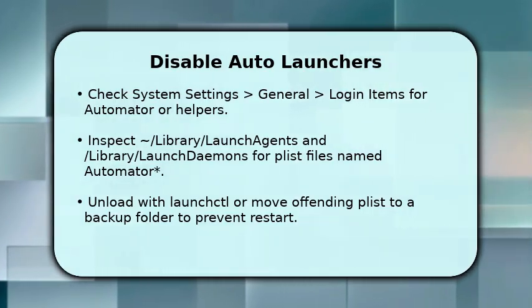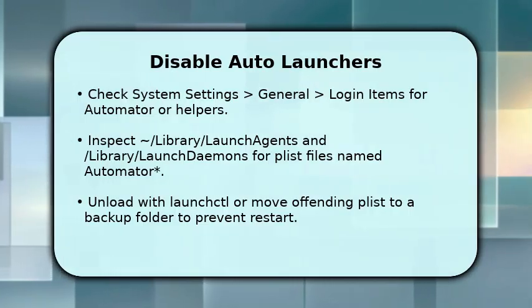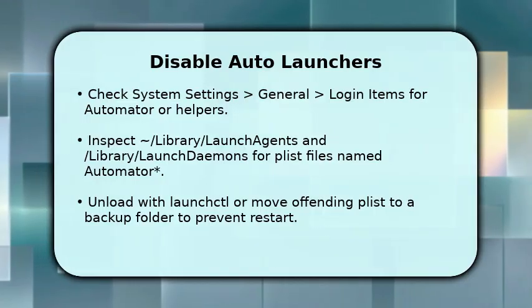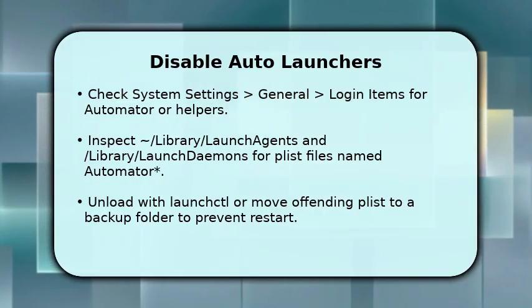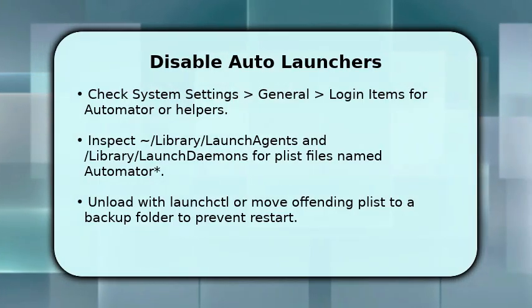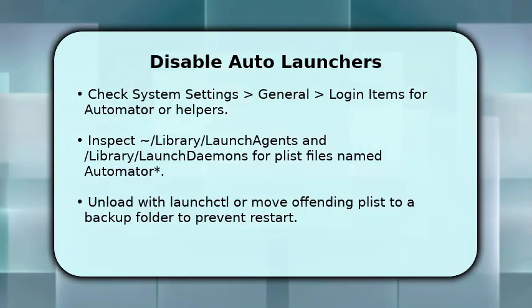Next, inspect Launch Agents and Launch Daemons folders for Automator or Workflow plist files. These can auto-start at boot or login. If you find one, unload it with sudo launchctl bootout or sudo launchctl unload, then move the plist to a backup folder. Doing this prevents cron-like restarts and helps isolate the offending workflow.